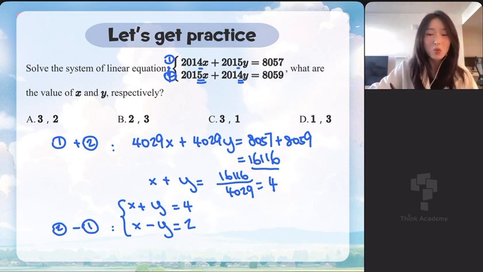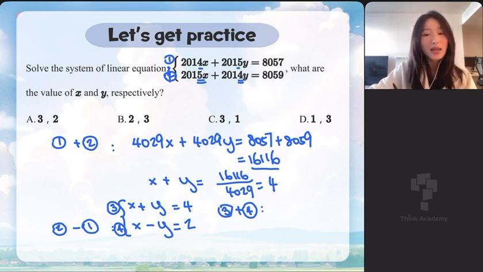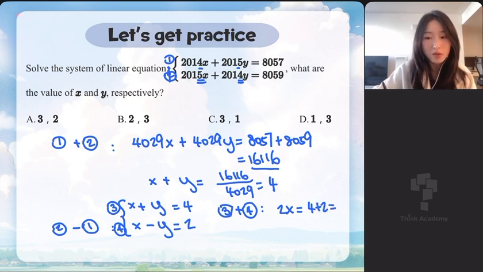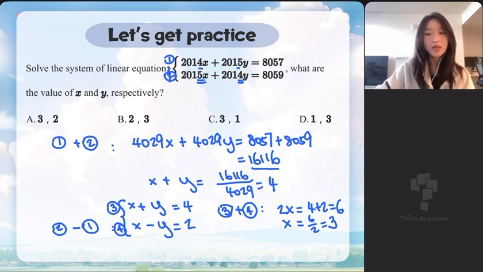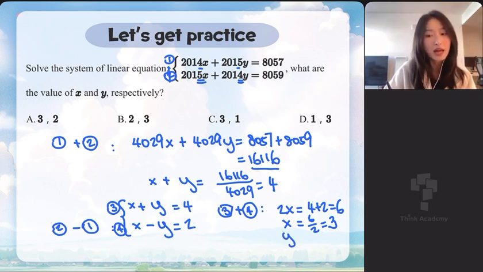The new system is much easier to solve. In this case, we could just add these two equations together. For example, we have 3 and 4. If we add 3 and 4, we eliminate y and just have 2x equals 4 plus 2, which is 6. So x is 6 over 2, that is 3. We can plug x equals 3 back into either equation 3 or equation 4 to find the value of y. So y equals 1.